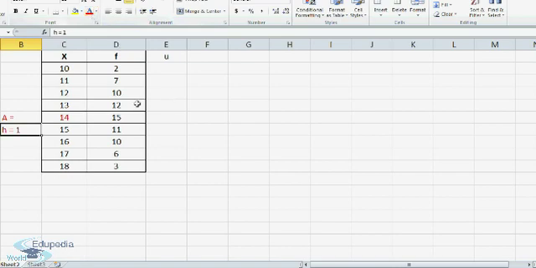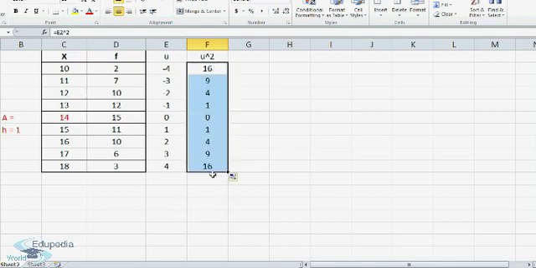Okay, let me mark both of these with a different color to identify. So my u now will be x minus a, which is 14, divided by h, which is 1. Of course, dividing by 1 will not make any difference. So these are my values of u. I need to find the square of these, so u raised to power 2. The squares for all the values in this column are here.